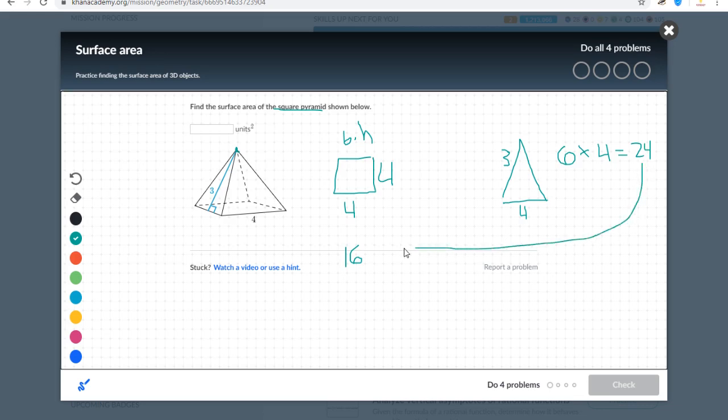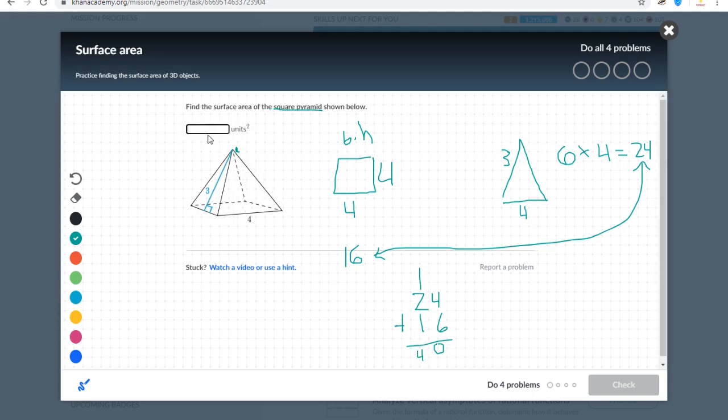So now, combine these. See, very similar to composite shapes, very similar. If we do 24 plus 16, we're going to get 40. So the total surface area should be 40 units squared.